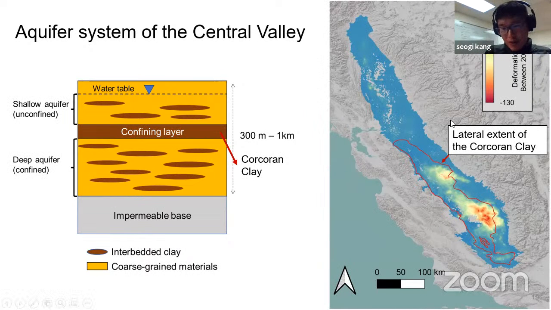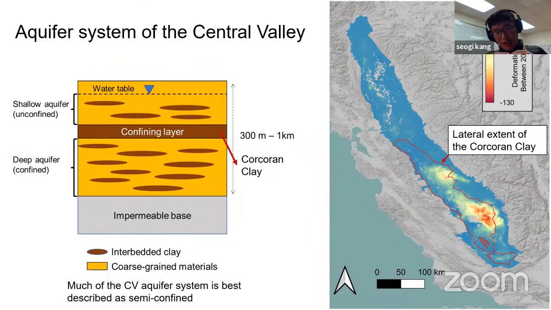And if you go to the southern part, San Joaquin Valley, there is a regional confining layer called the Corcoran Clay. This divides the aquifer system into a shallow unconfined aquifer and a deep confined aquifer like this. And this red contour is outlining the lateral extent of the Corcoran Clay. And what's interesting is that the large subsidence anomaly, which is this red color, is mostly included in the lateral extent of the Corcoran Clay. And that gives us a clue: the major source of the ground deformation is this deep confined aquifer. And this regional confining layer, the Corcoran Clay, plays an important role because it generates a pressurized system that can generate a large amount of ground deformation.